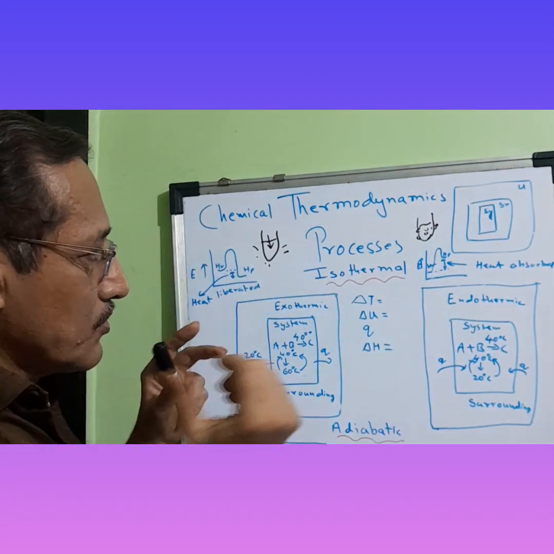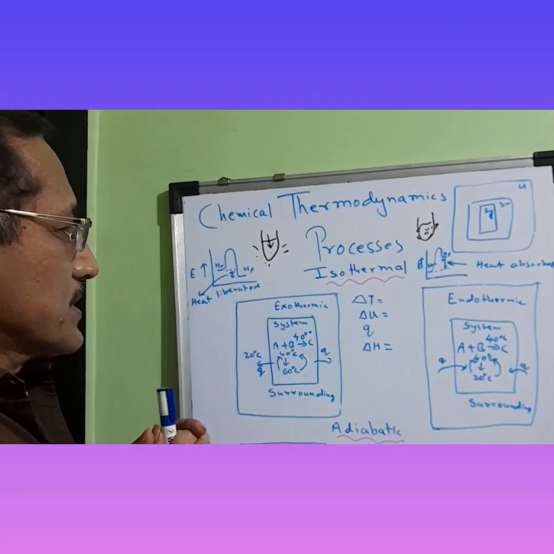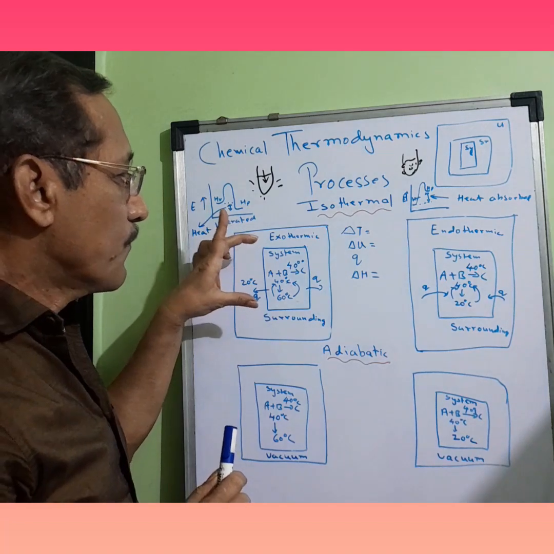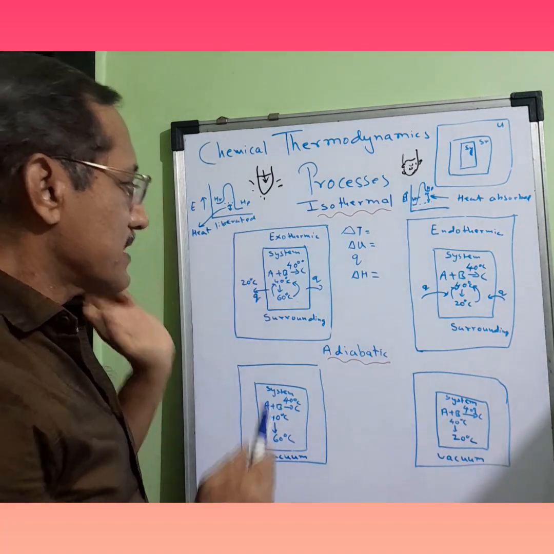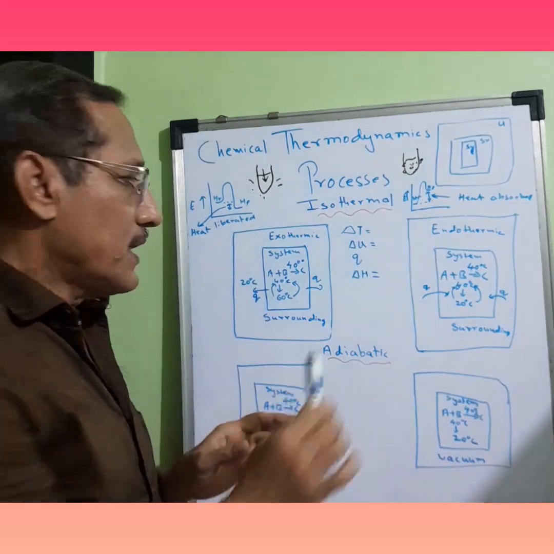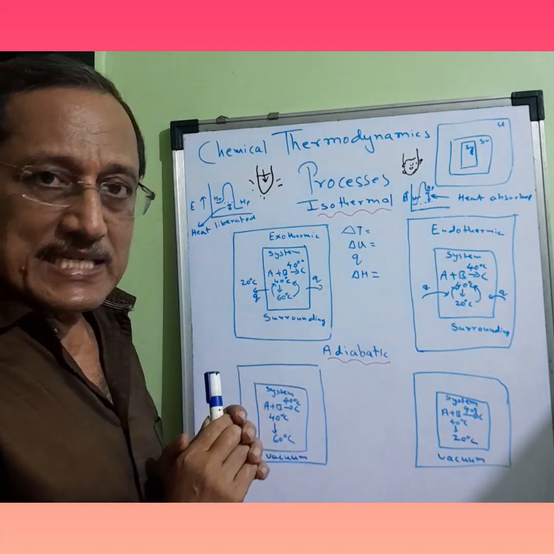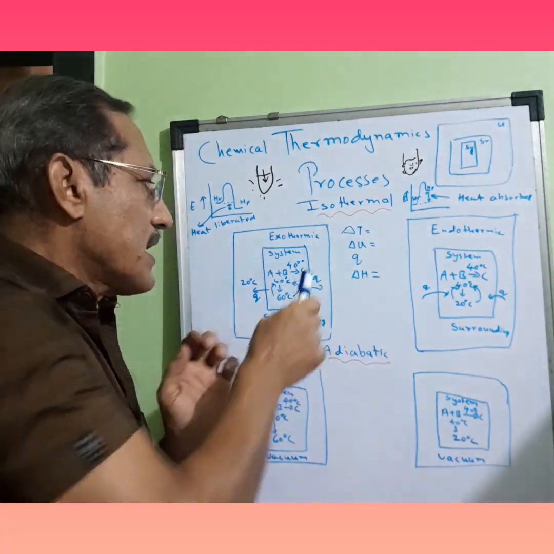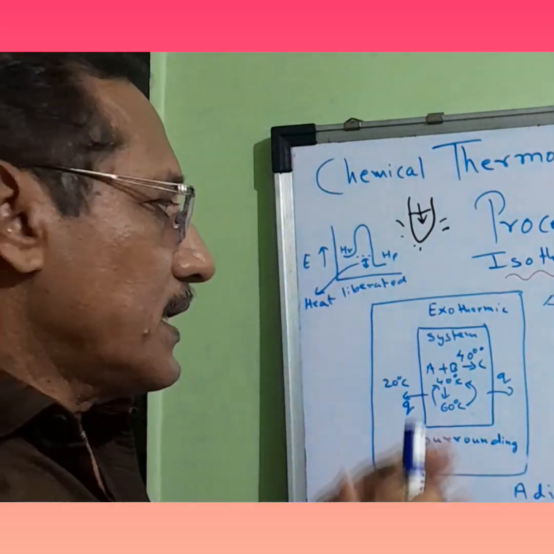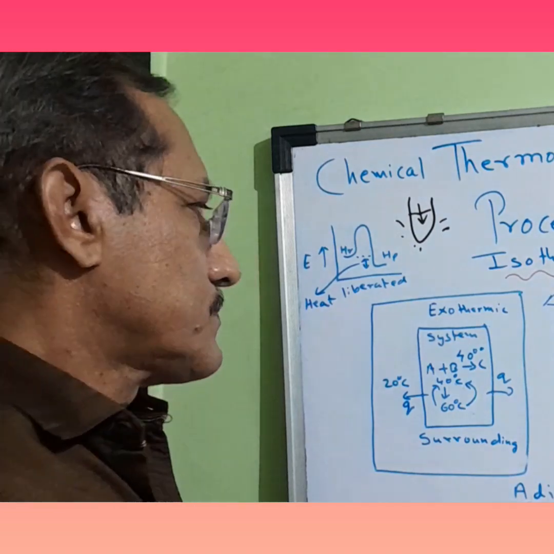Now let's get into our system. When we are talking about exothermic process, this is the system where we are carrying on the reaction, and our reaction is A plus B giving you C. Now this reaction occurs at 40 degrees Celsius. We are carrying out the reaction at 40 degrees Celsius, this as well as this. Now this is exothermic. Let me talk about exothermic reaction first.